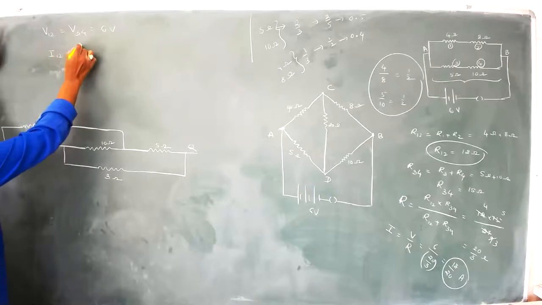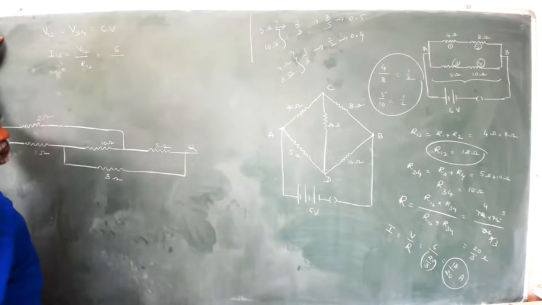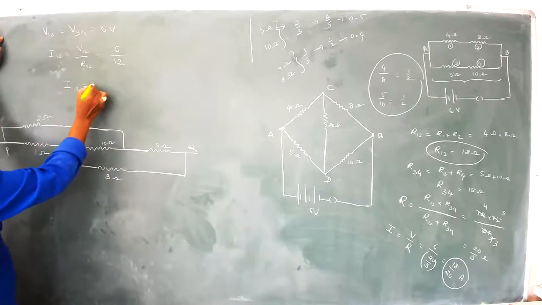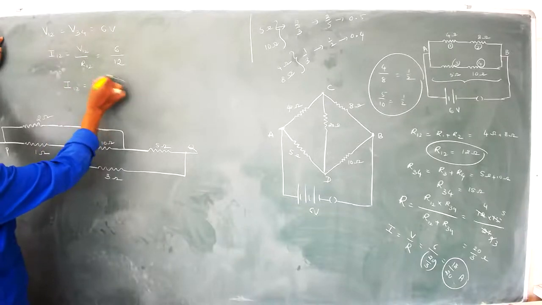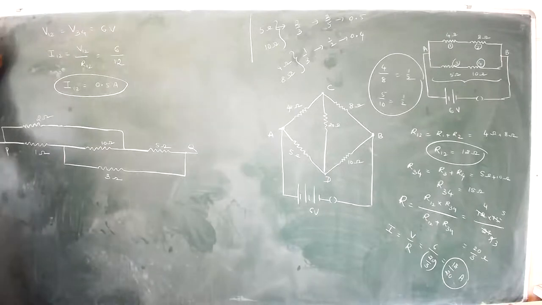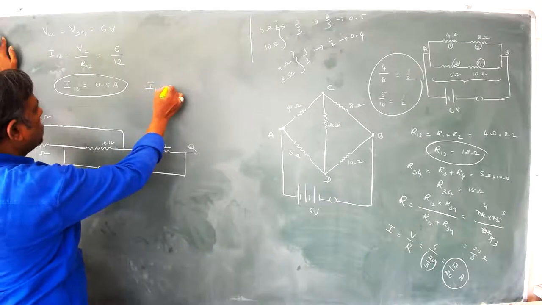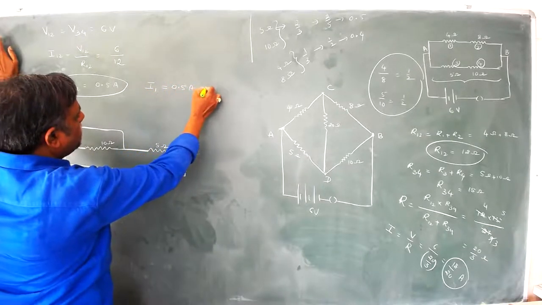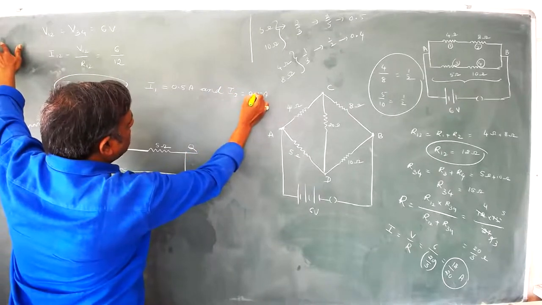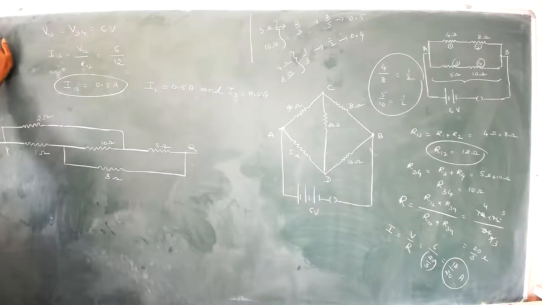Now, what is the current across 12? I12 is V12 by R12, 6 by R12, which is 12. So I12 is equal to 0.5 ampere. Since 1 and 2 are in series combination, the same current flows. Therefore I1 is equal to 0.5 ampere and I2 is also equal to 0.5 ampere.